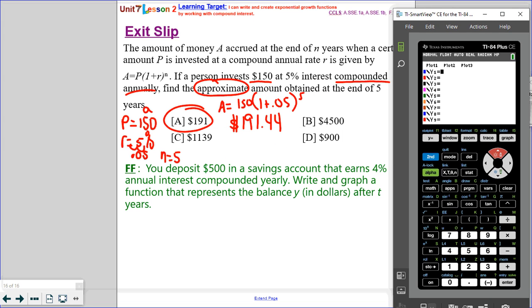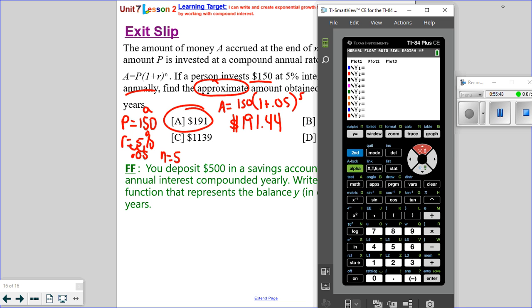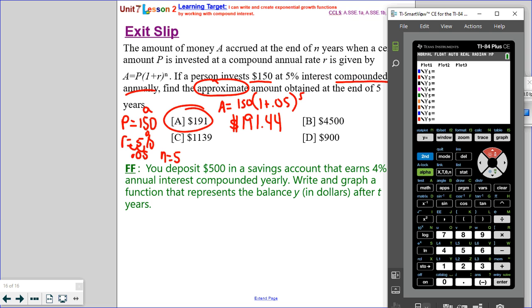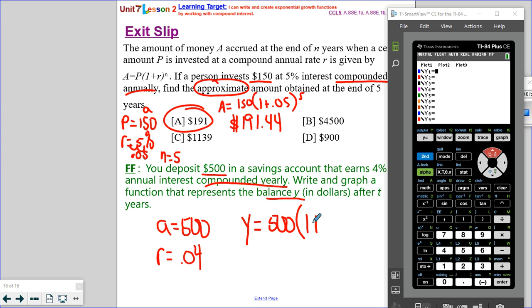So one more question that we'll go over with you, and it'll be a kind of quick question. Actually, it's just one more question, fast finisher. If you deposit 500 into savings, here we go with the 500, that's A. That's the initial amount. It earns 4%, so rate is 0.04. And it's compounded yearly, which is annually. Write and graph a function that represents balance of y in dollars after t years. So we're just going to put y equals, and remember A is 500, that's the initial amount, times 1 plus r, which is 0.04 after t years.